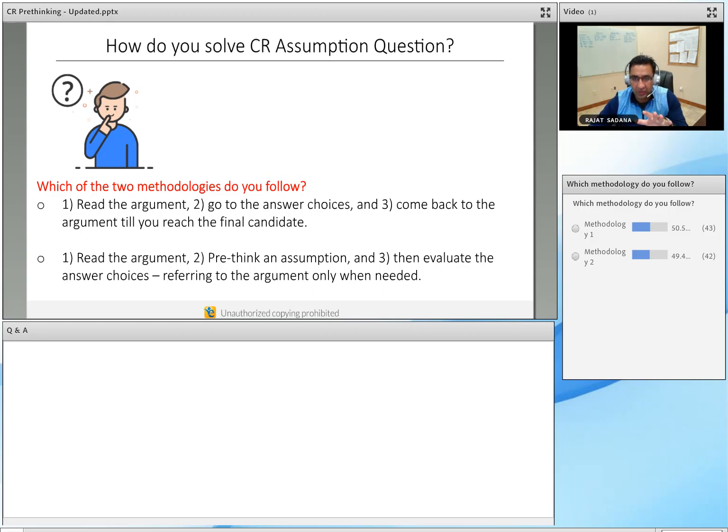So I'm going to turn the video off because if you are facing issues, and at critical points, I'm going to turn it on once again.